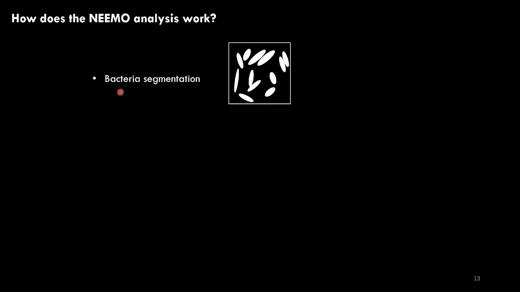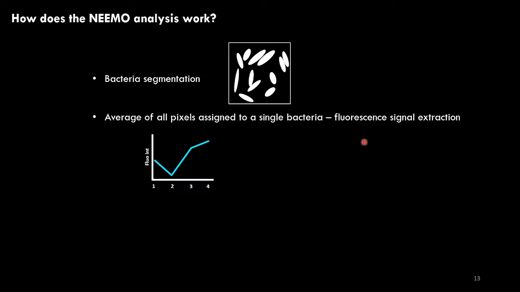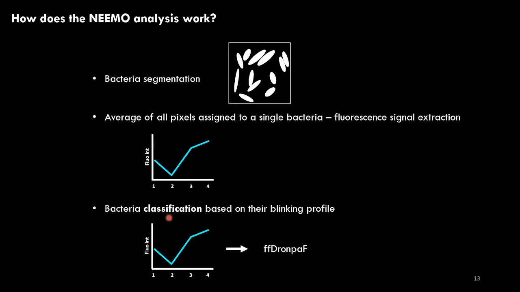Just to tell you how the NEMO analysis actually works. After acquisition of the images, the bacteria were segmented by a segmentation algorithm to remove the bacteria that are out of focus or that have non-healthy shape, only circles here, for example. Afterwards, we averaged all pixels assigned to a single bacterium in order to extract a fluorescent signal, which gives us the fluorescent profile, the blinking profile, for each bacterium. And afterwards, we classified the bacteria because we were able to assign this fluorescent profile to a specific fluorescent protein, because we know the fluorescent profile.